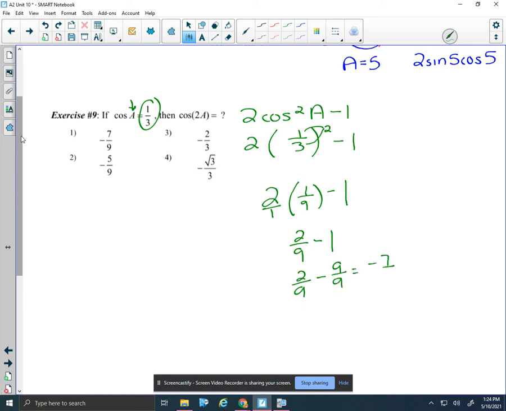So this is -7/9, which is choice 1. So those are just a couple different ways you can work with these double angle formulas. As I said, just seeing them and understanding they're out there and different things we do with them will help you when you do more stuff in pre-calc next year.